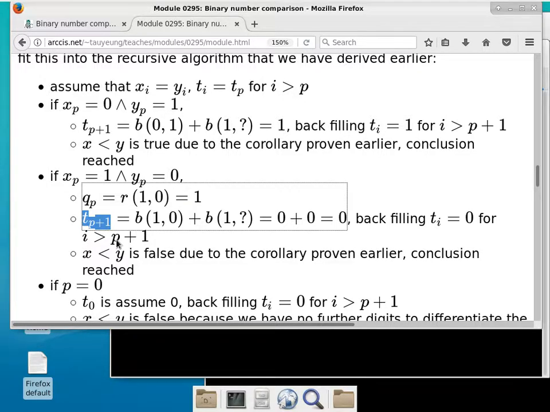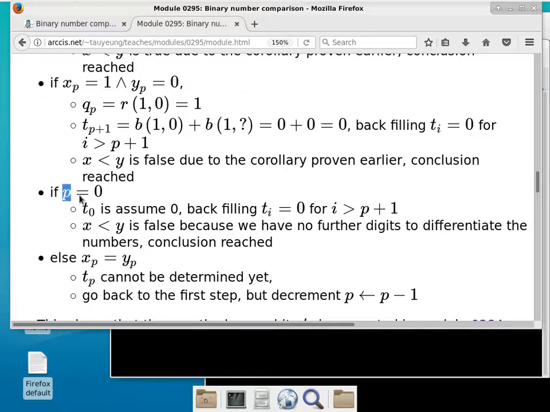So if TM has a conclusion already, we're done, because we just want to find out what PM is going to be. Is that okay? So this is the second way for the whole algorithm to stop, but this time making use of the borrow bits to explain. What if P is 0? What if we have exhausted every single bit? Then we'll be looking at T0, the borrow from bit 0 in the subtraction.